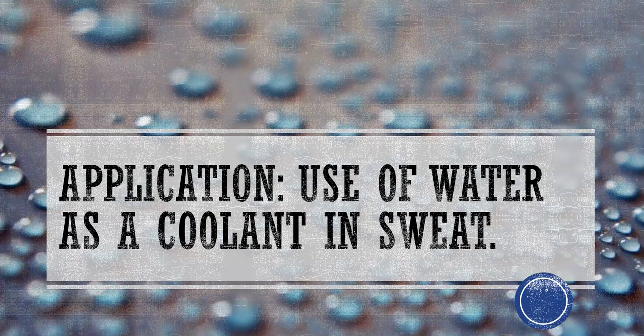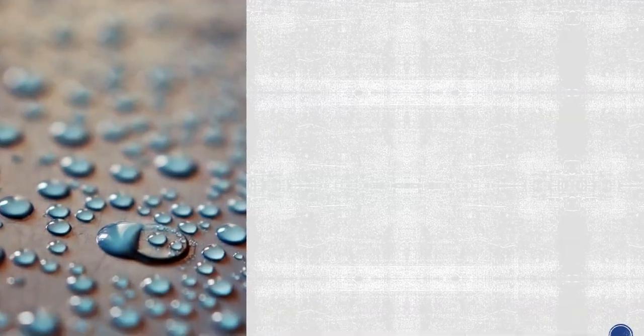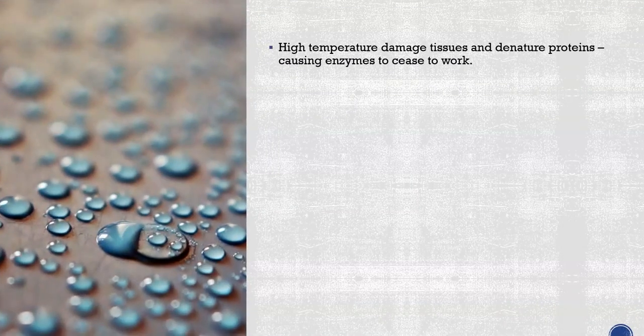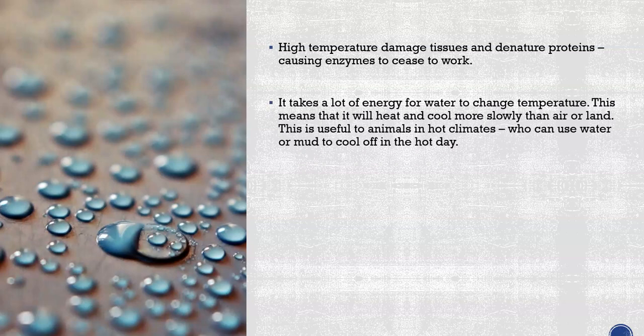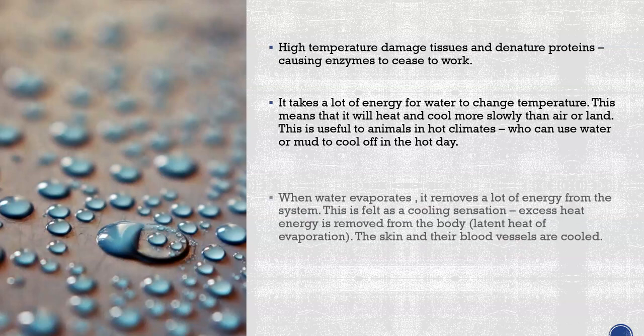Okay, application: use of water as a coolant in sweat. High temperature damages tissues and denatures proteins, causing enzymes to cease working. So if we've got enzymes, one of the things that will denature their structure is high temperature. It takes a lot of energy for water to change temperature. This means that it will heat and cool more slowly than air or land. This is really useful to animals in hot climates who can use water or mud to cool down on a hot day.